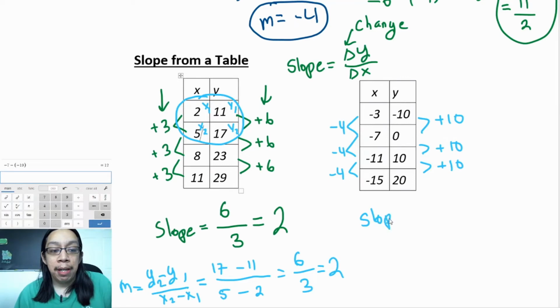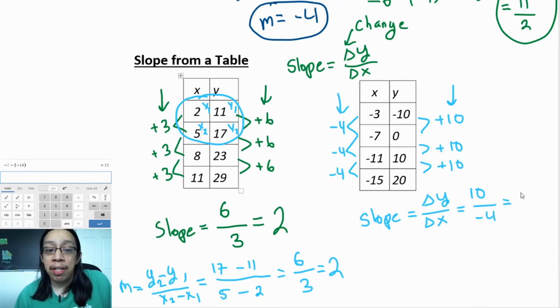So my slope, remember, is my change in y divided by my change in x. So my change in y was positive 10, and my change in x was negative 4. If you simplify this fraction, 2 goes into both of them, so this will be an answer of negative 5 over 2. Or if you put this into decimal form, this is the same as negative 2.5.